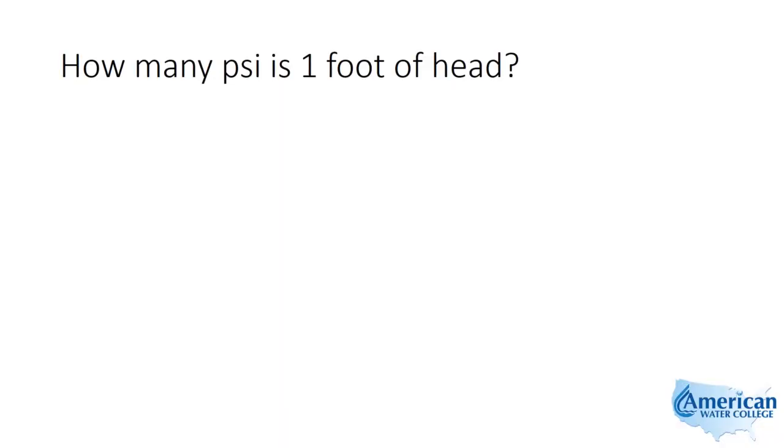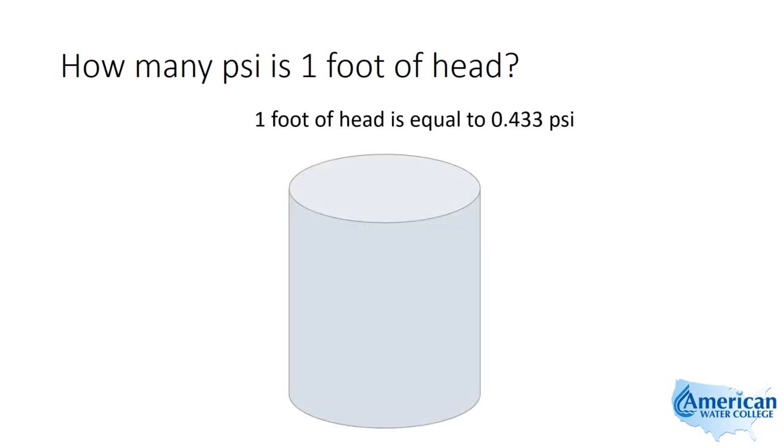Well, how many psi is 1 foot of head? Or how many pounds per square inch is 1 foot of head? Well, 1 foot of head is equal to 0.433 pounds per square inch. This is an equivalent that can be used to convert units, and it's worth memorizing. So remember that 1 foot of head is equal to 0.433 pounds per square inch.